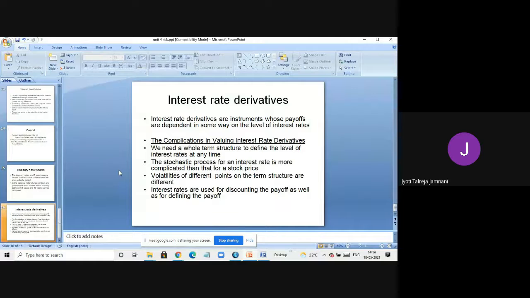Interest rates are used for discounting the payoff as well as for defining the payoff. See, I did sums where we found the C, which was the interest amount. So there also the interest rate was required, and we used e raised to RT. R is also an interest rate, C is also an interest rate. So it is used for discounting as well as for finding the amount that we are going to receive. That's why they are more confusing, because you're going to use the interest rate for the amount as well as for discounting. So this was about the 4th unit.